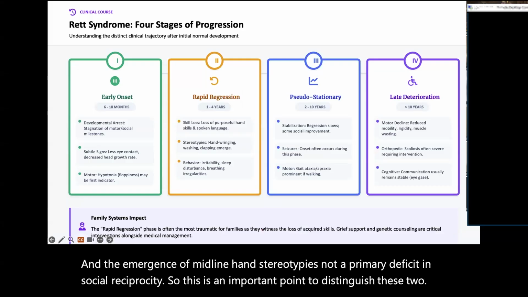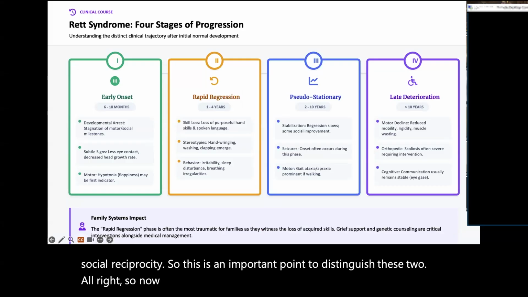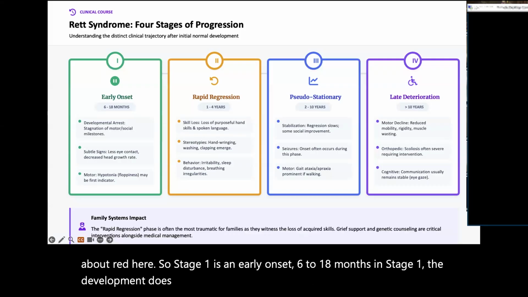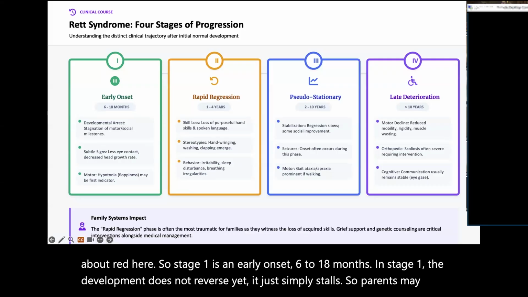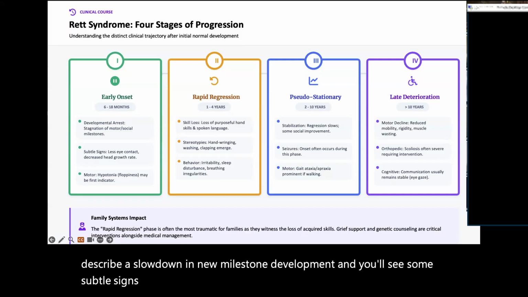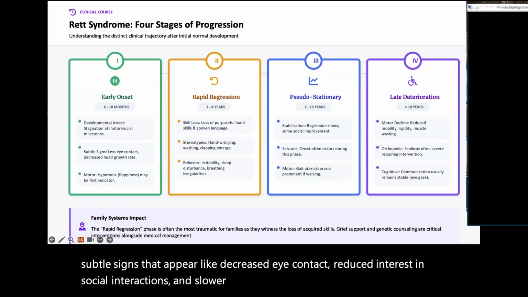All right. So now that's the biology. Let me just tell you a little more about Rett here. Stage one is an early onset, 6 to 18 months. In stage one, the development does not reverse yet. It just simply stalls. So parents may describe a slowdown in new milestone development, and you'll see some subtle signs that appear, like decreased eye contact, reduced interest in social interactions, and slower head growth velocity.